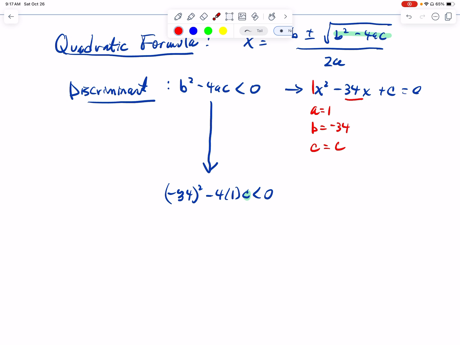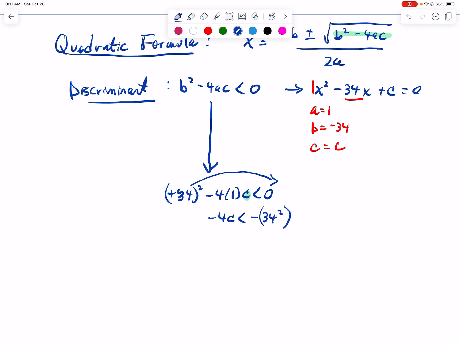So what I'm going to do is take this quantity and bring it over to the other side. So I have negative 4 times 1, which is just negative 4, times c is less than negative 34 squared. I'm subtracting it over to the other side. Now this negative is no longer in the parentheses because I subtracted it over. So really it's like this.